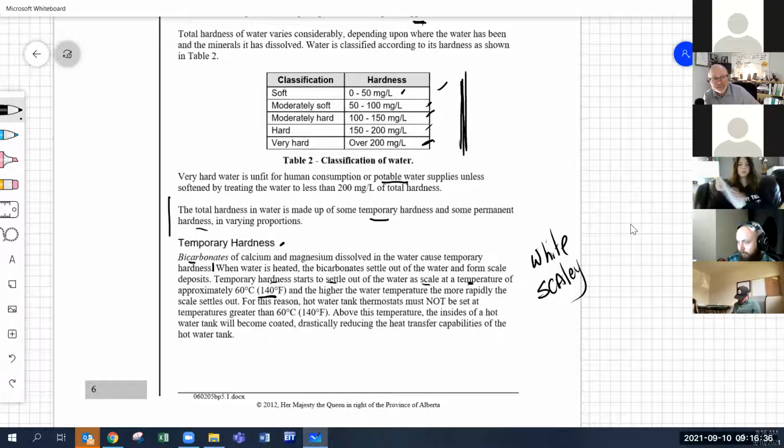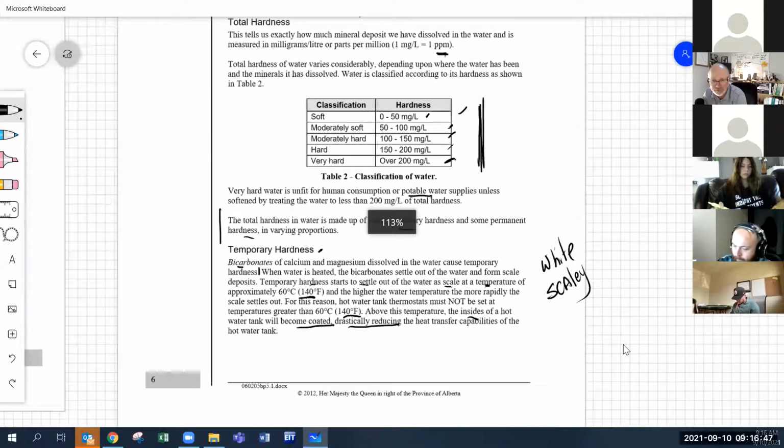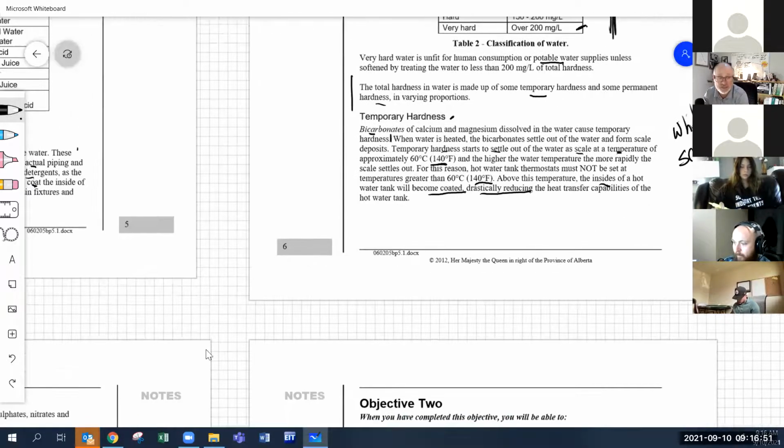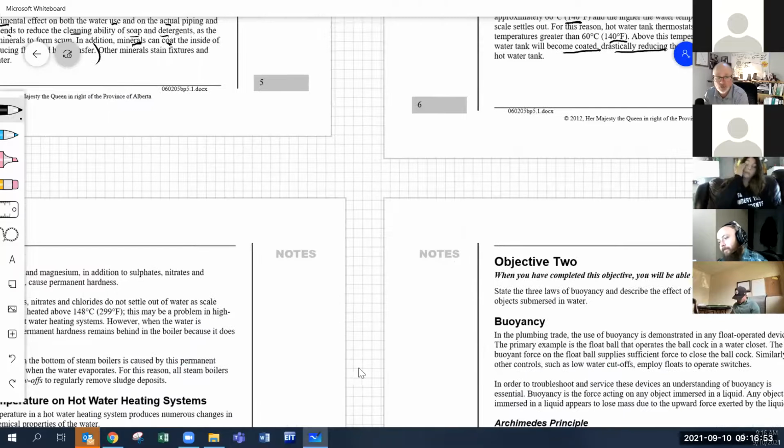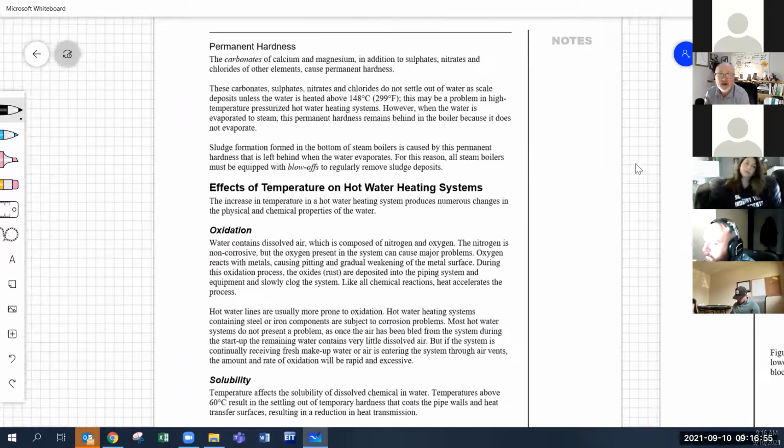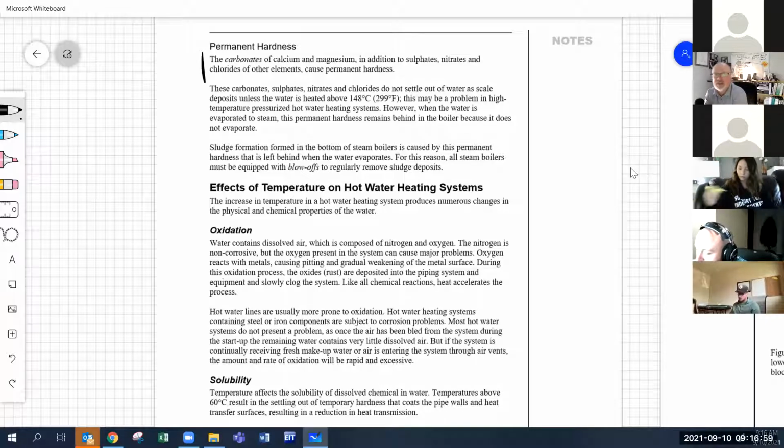Okay, so any temperatures above this inside of a hot water tank will become coated, drastically reducing the heat transfer capabilities. We talked about that a little bit, and that is a problem. That's why we like to treat water. Now, permanent hardness is the carbonates of calcium, magnesium, in addition to sulfates, nitrates, chlorides, and other elements.